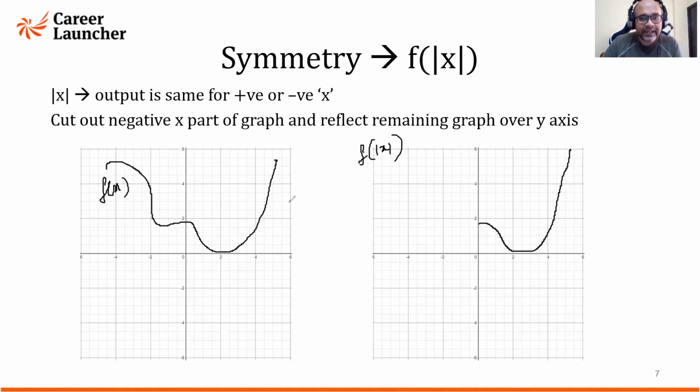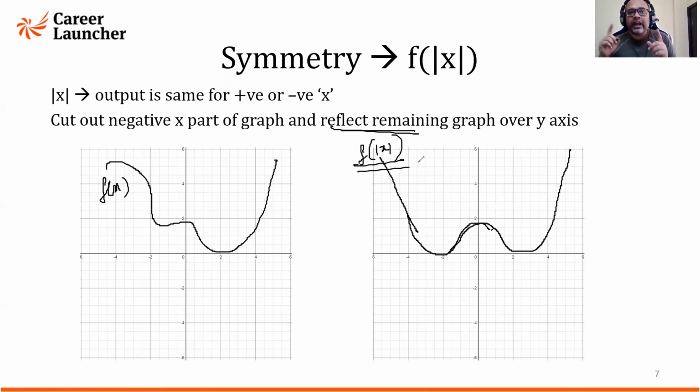But left hand side, I'm supposed to delete this part. And left hand side, so I deleted it. You can see it is blank right now. What am I supposed to do now? Reflect the right side over the left side. When I reflect it, I will get a graph like this. This is my f of mod x.